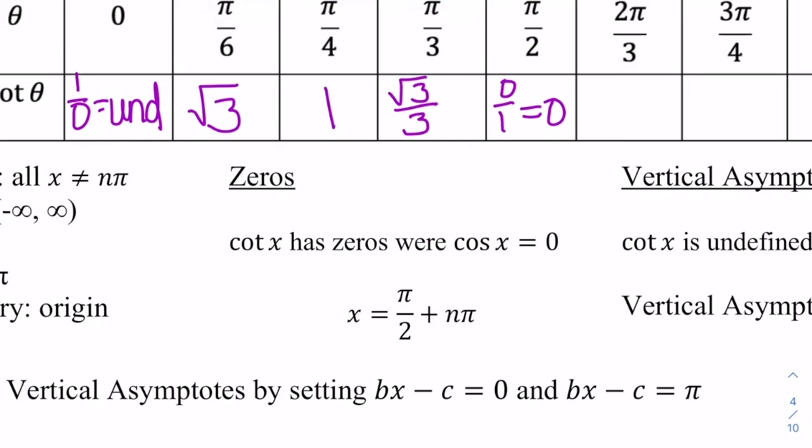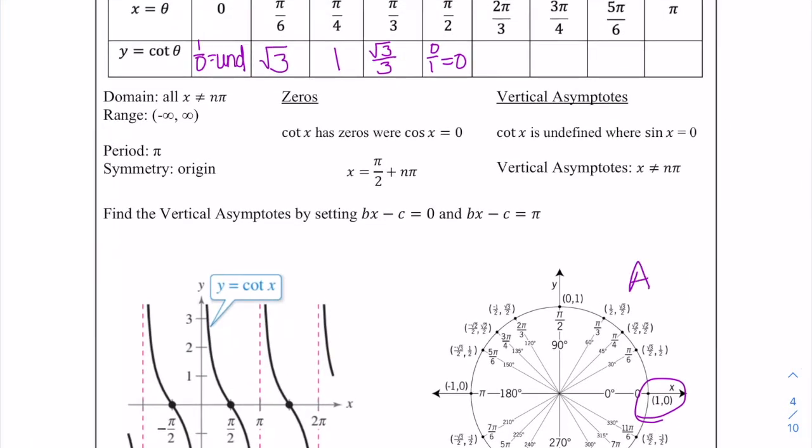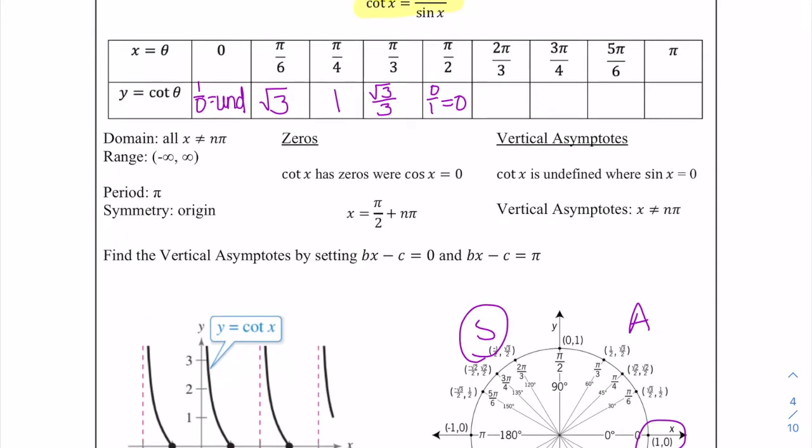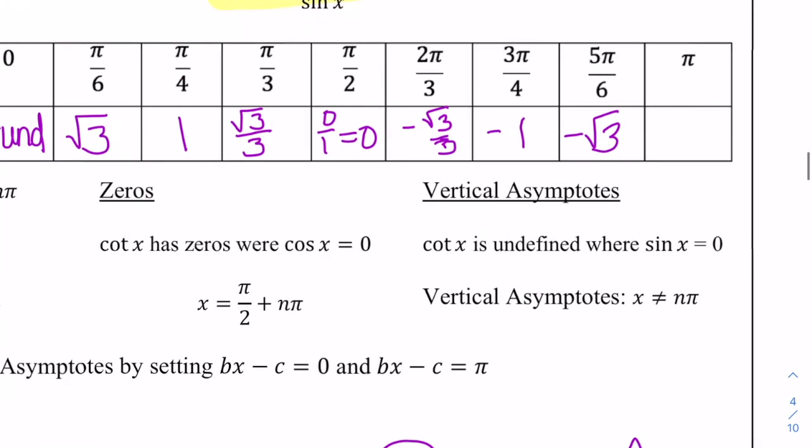Now looking at the second quadrant, remember all of these are going to be the same, except now we're changing signs. Anything with sine will be negative. So all of these terms will be negative. So this is negative root 3 over 3. 3 pi over 4 is negative 1. 5 pi over 6 is negative root 3. And at pi, we're going to have negative 1 over 0, which is undefined.